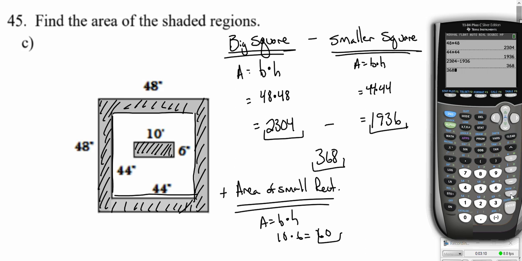368 plus 60. This can be 428 maybe? Yep, 428. So the final answer for this one, 428 square feet is the area of the shaded part for number 45, part C.